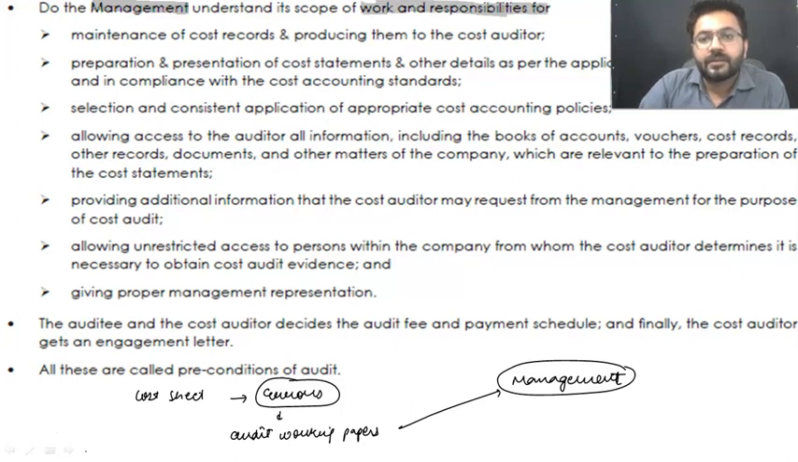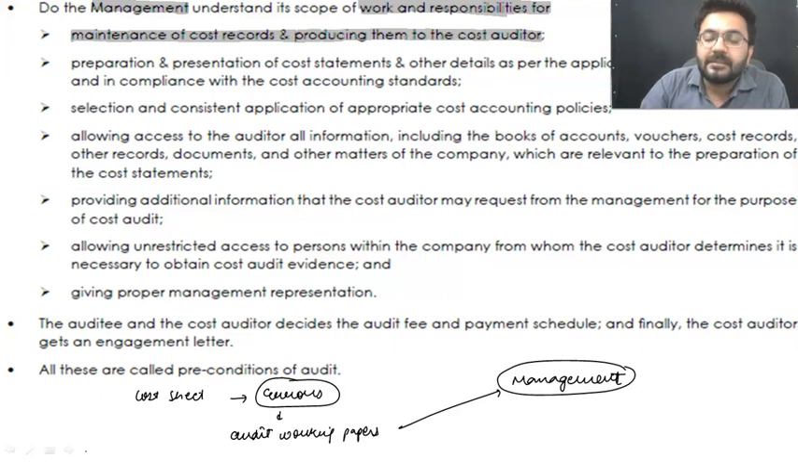The next is work and responsibilities. What are the various works? What are the various responsibilities? The very first is maintenance of cost records. That means it is the responsibility of the company to maintain cost records. The cost auditor is just going to conduct the audit only. It is just like an examiner who is going to verify your answer sheet, he is not going to write the answers over there. It is your duty to write answers. It is just like that.